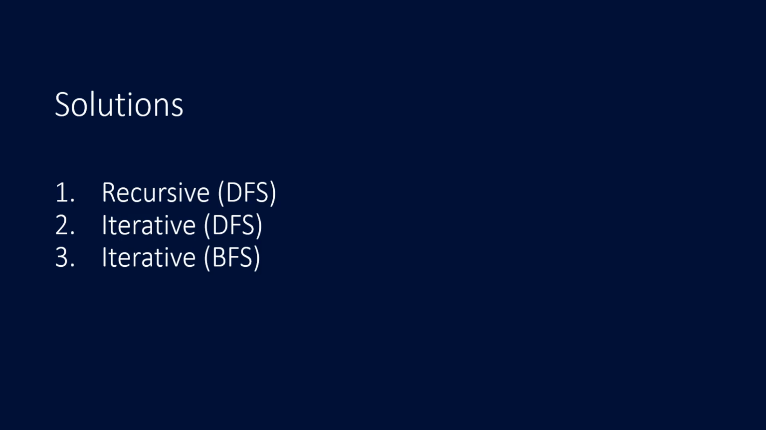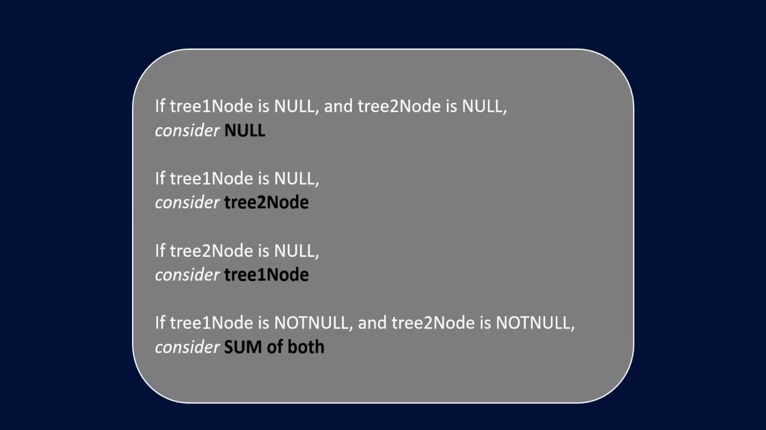Now before starting with that, we need to first jot down all the conditions that can occur while merging the tree. So these are the 4 conditions that we can have. The first one is that the node in both the trees is null. In that case, we do not need to do anything because the resultant tree node will also be null. The second case is that the node in the first tree is null, wherein we have the node in the second tree. So in that case, we will be considering the node from tree 2.